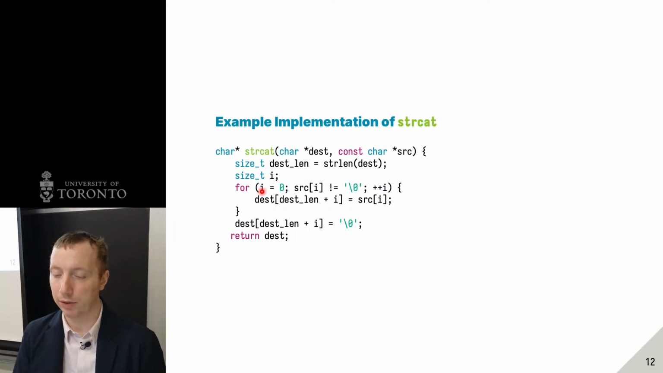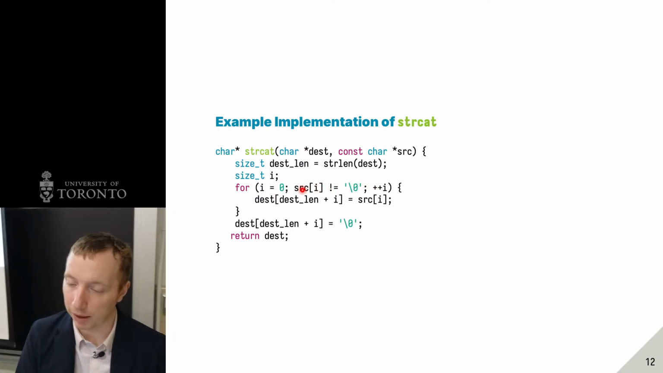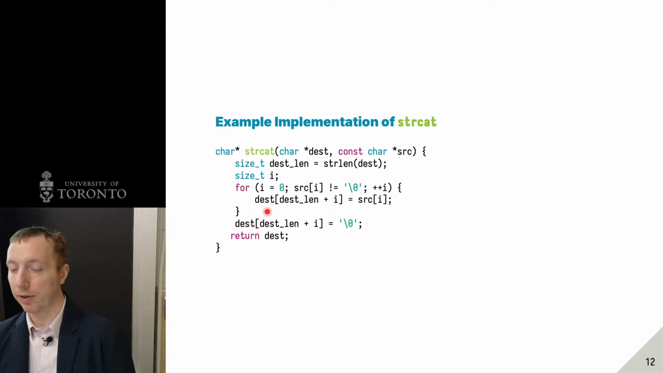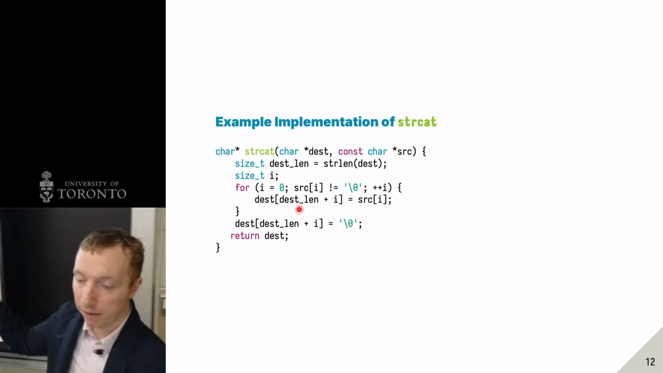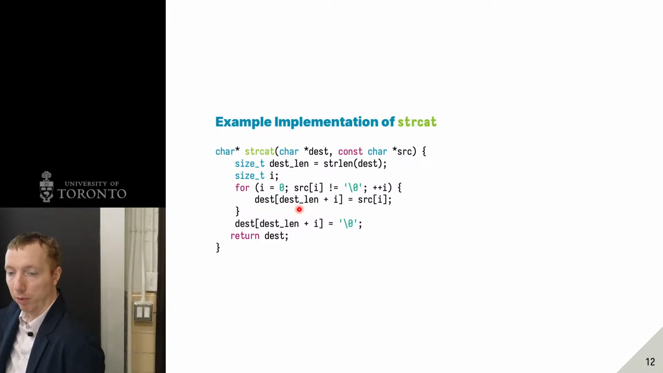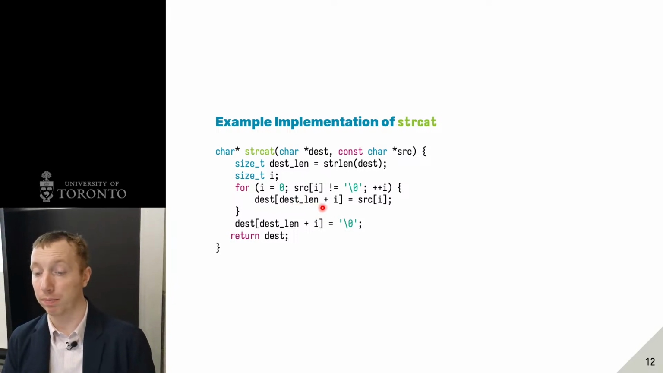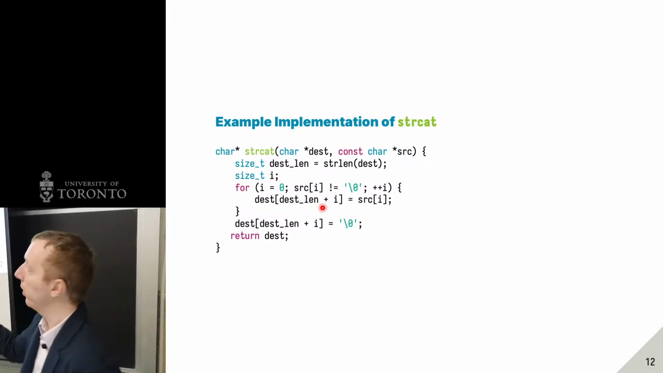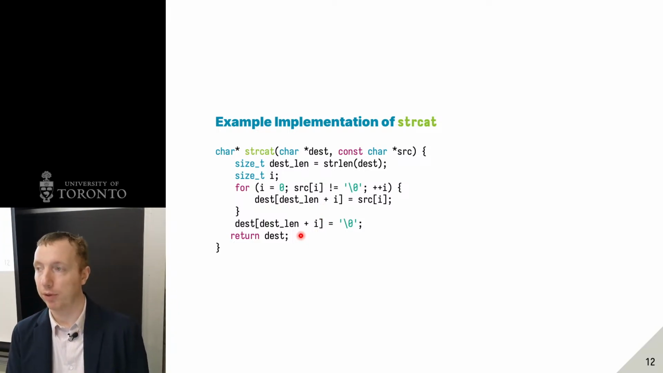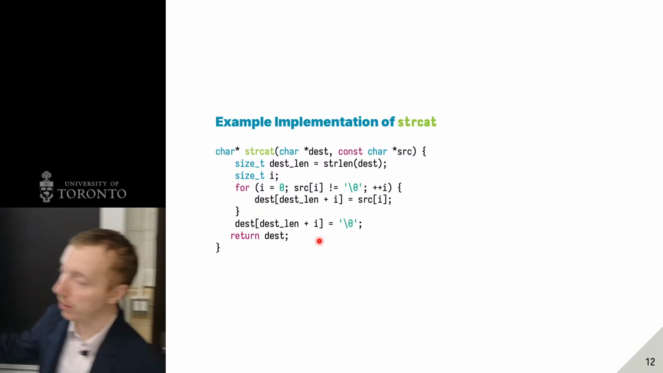Just think of it as an integer i, and then we can loop over all of the values from the source string. I would start copying at the end of dest, at dest len plus i. This would overwrite that null byte, and copy every single character, not including the null byte. And then at the end, whatever i is equal to, we make sure there is a null byte at the end of the string. That is how we could implement strcat.